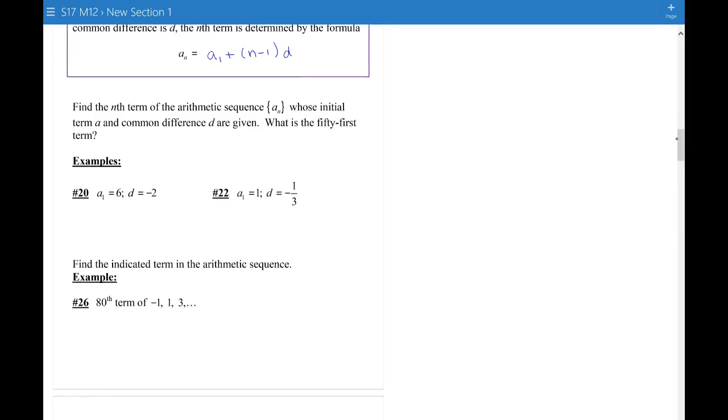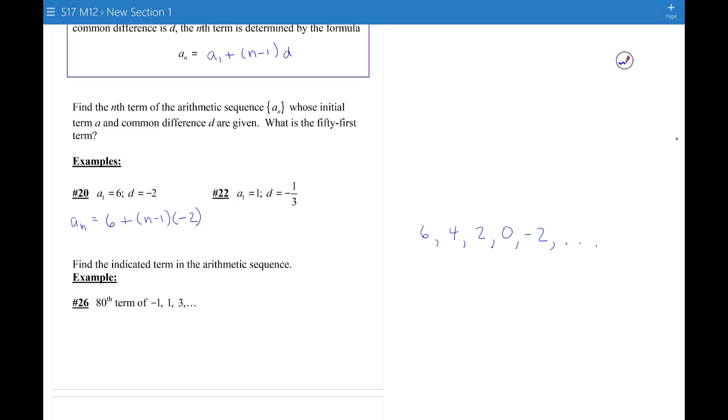So here's a couple of examples. It says find the nth term of the sequence when the initial term a and the common difference are given. So we just write a sub n equals 6, the first term, plus n minus 1 times, and the common difference can be a negative number. So see how this would say the sequence goes 6, and then you add negative 2 and get 4, and you add negative 2 and get 2, and you add negative 2 and get 0, and so on. So there's no reason it has to be an increasing sequence in this case. In fact, it's a decreasing sequence.